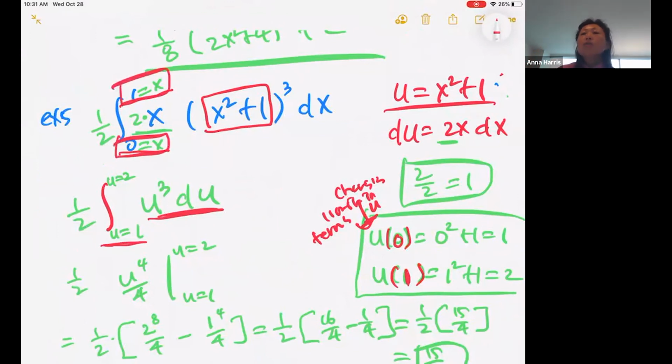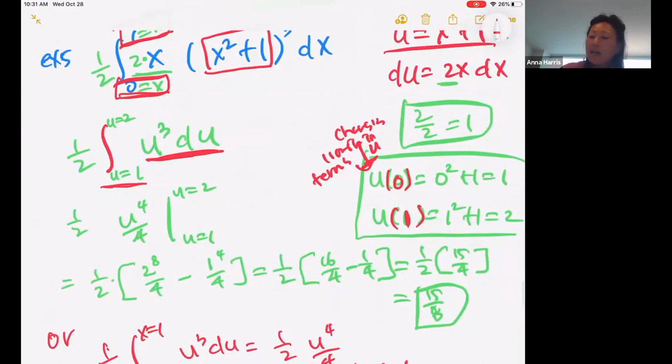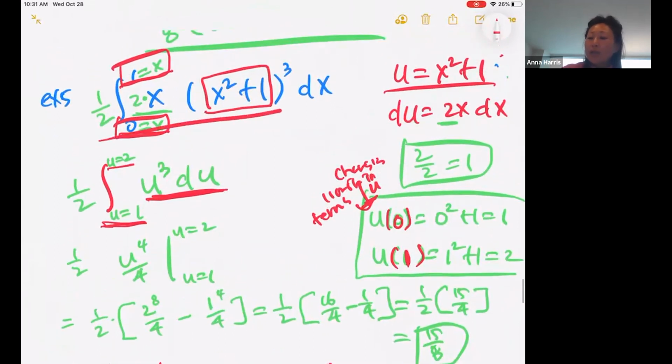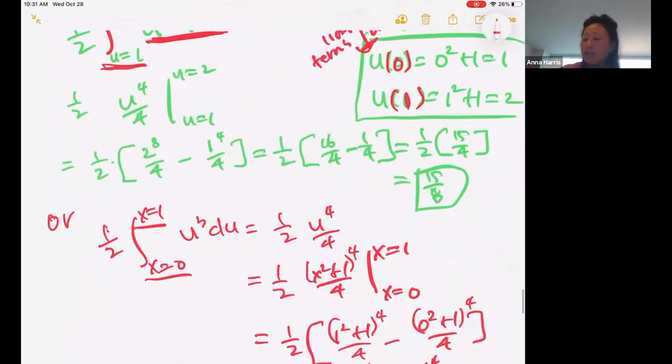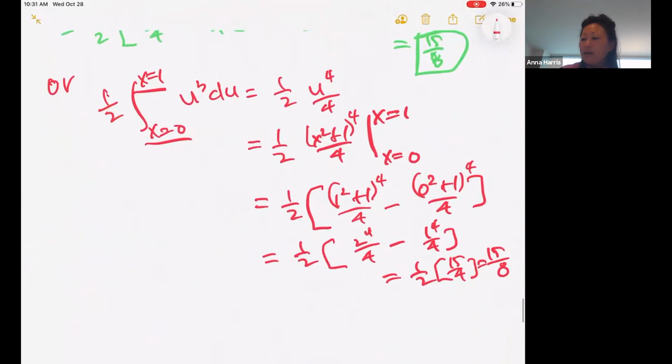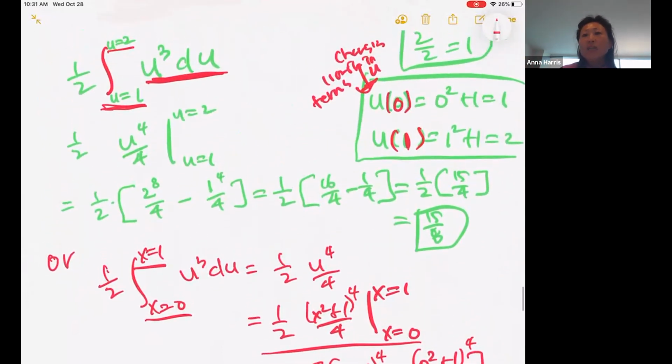But you don't have to change if you want to change back into x. If you want to evaluate it in terms of u, then yes, you have to change your limit to u. But if you want to change back to x, then you don't have to change your limit because you can just simply plug in the x over here. So either way is fine. You can do either way. Either way works. You just need to know how to do u substitutions.